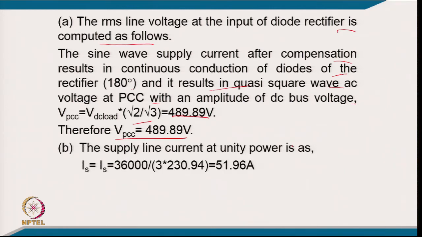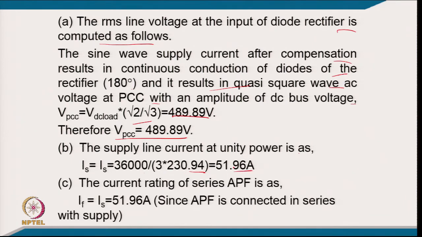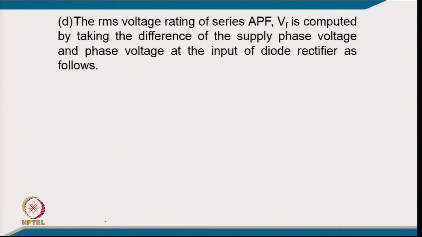The supply line current at unity power factor, that is IS, equals the active power drawn by the load, that is 36,000 watt, divided by 3 into the phase voltage, because the power factor is unity. That comes to 51.96 ampere, and the current rating of the series active filter is the same, IF equal to IS, because this filter is connected in series with the line. So, it is also the same, 51.96 ampere, for the series active power filter.